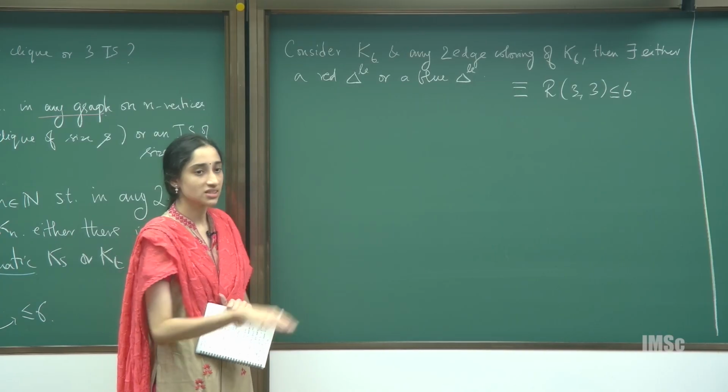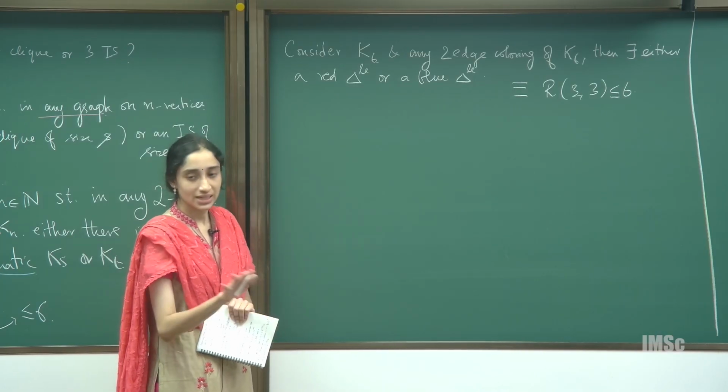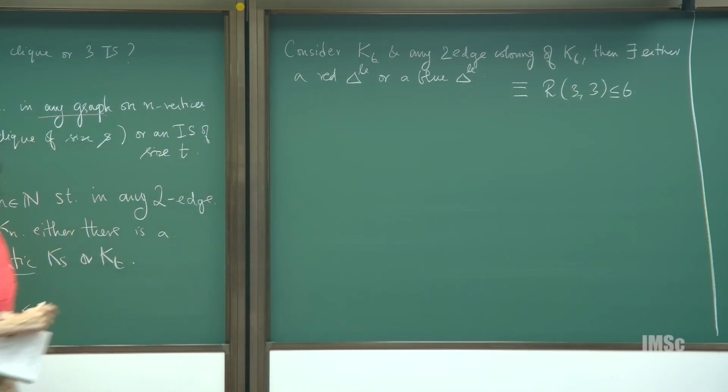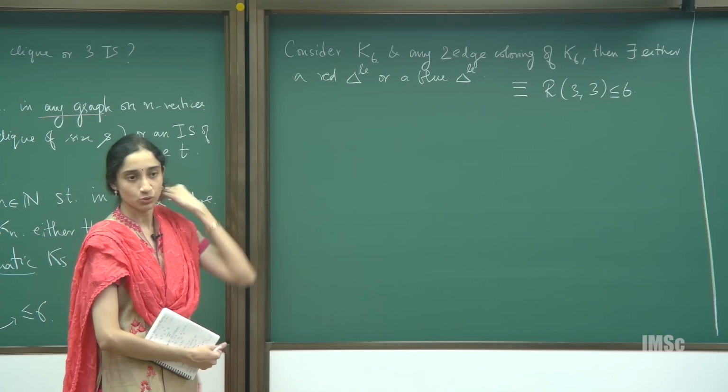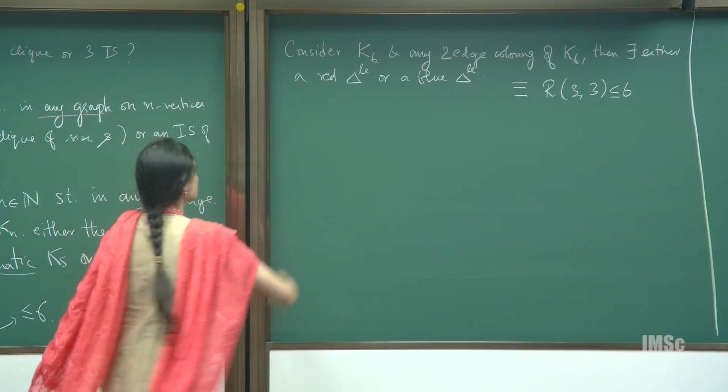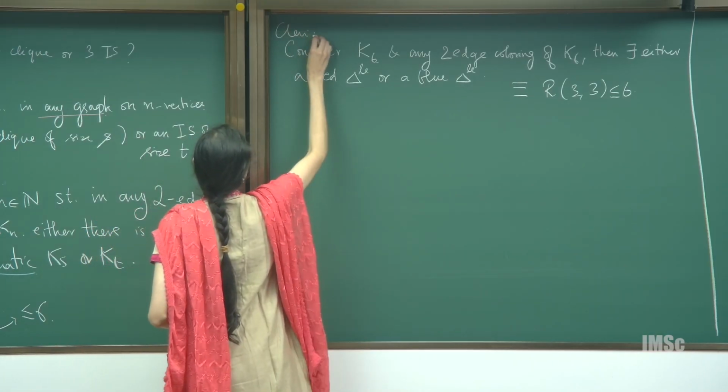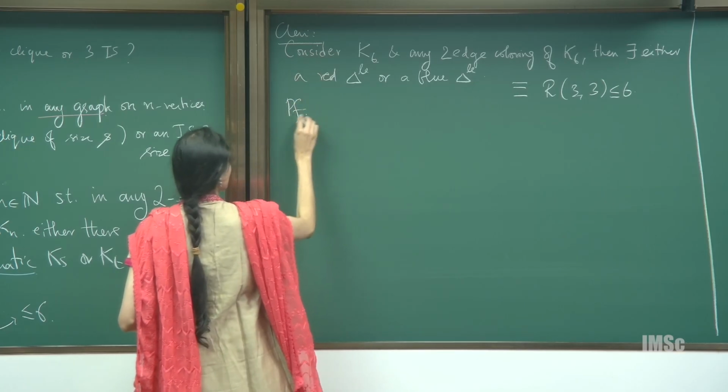Consider the complete graph, consider any two edge coloring. There is either a red triangle or a blue triangle. To get this statement, you need not actually understand all of this. So, even if you are lost so far, this statement you can still try to prove. Okay. So, this is the claim. So, do you want to try and prove?